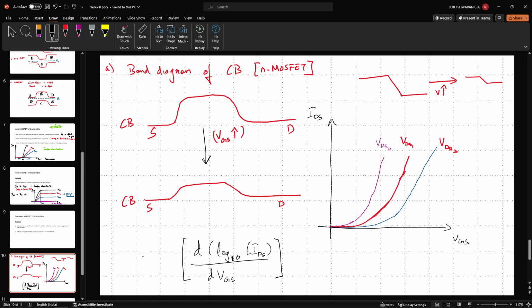So that will give us this value, and this is the quantity that is referred to as SS, or the sub-threshold swing. Essentially, this tells us how much the current increases, jumps by or swings by as I'm moving across the threshold voltage. So this is usually measured at Vt.